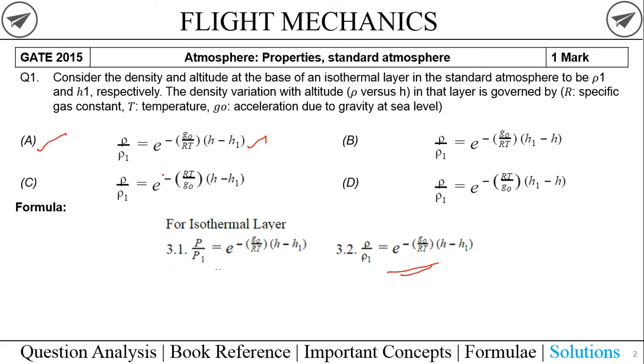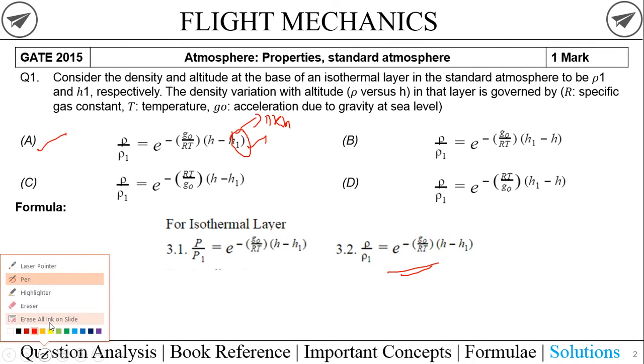Regarding other options, there may be small points which have been altered. So as far as option B is concerned, the h minus h1 term is totally reversed. So h1 minus h. h1 is nothing but the base layer. So for the isothermal layer, it is about 11 kilometers.